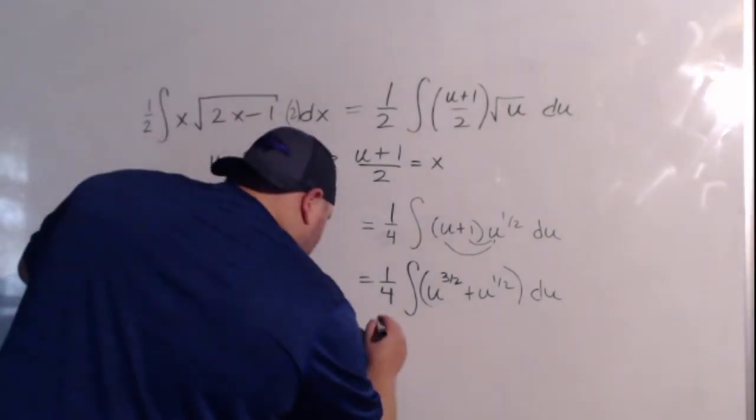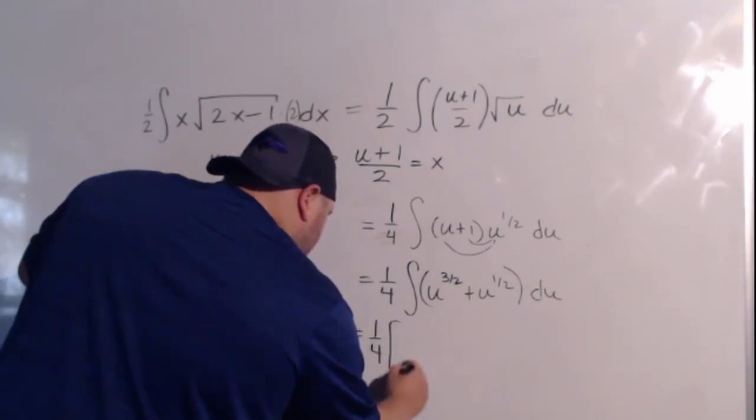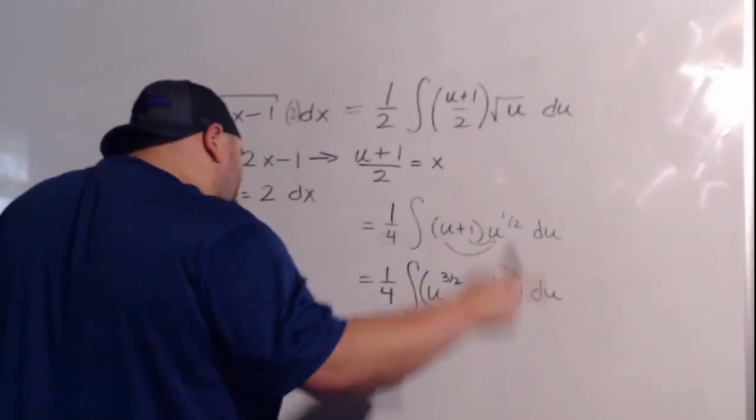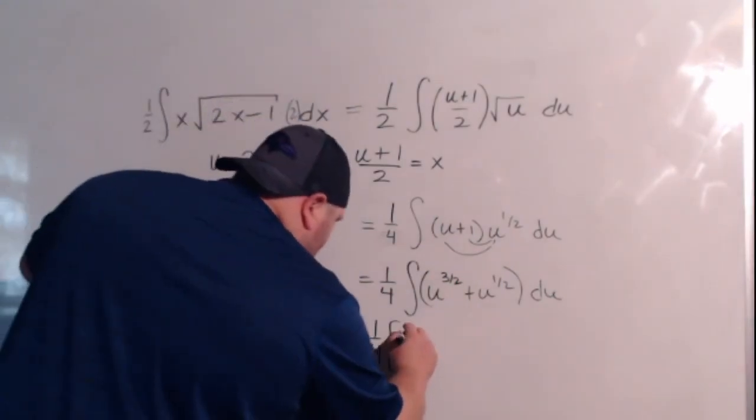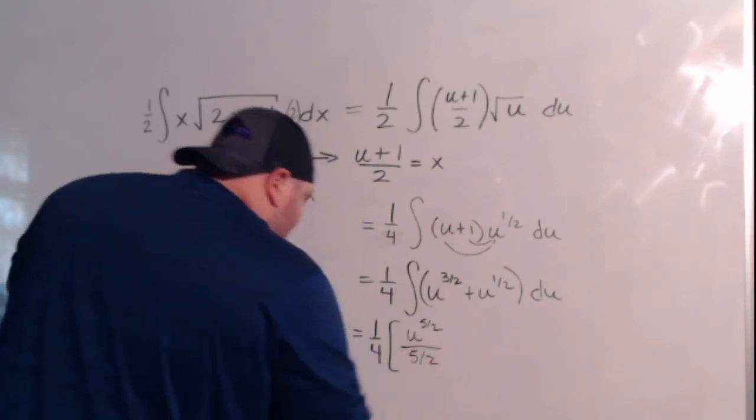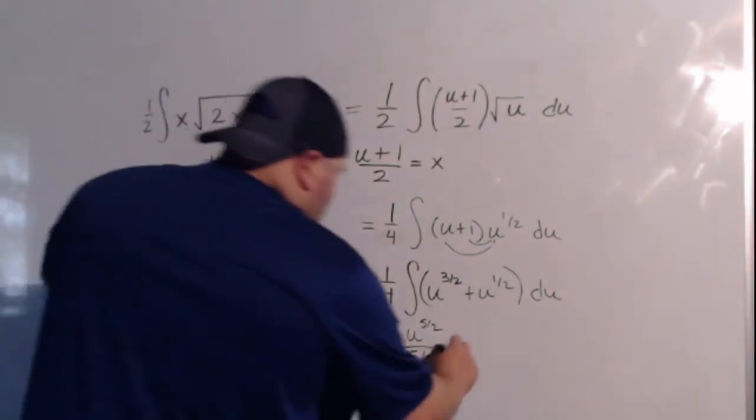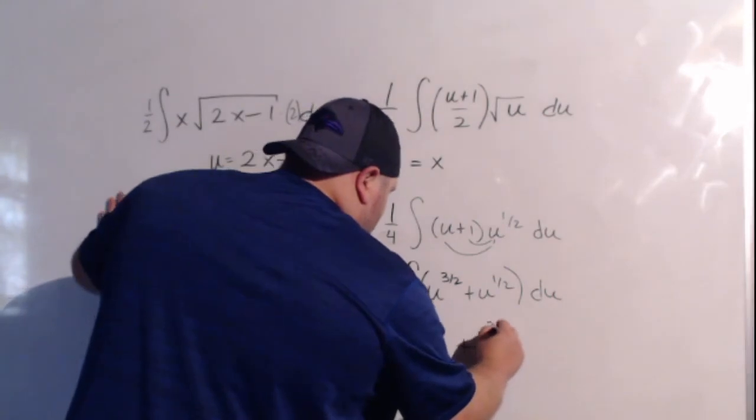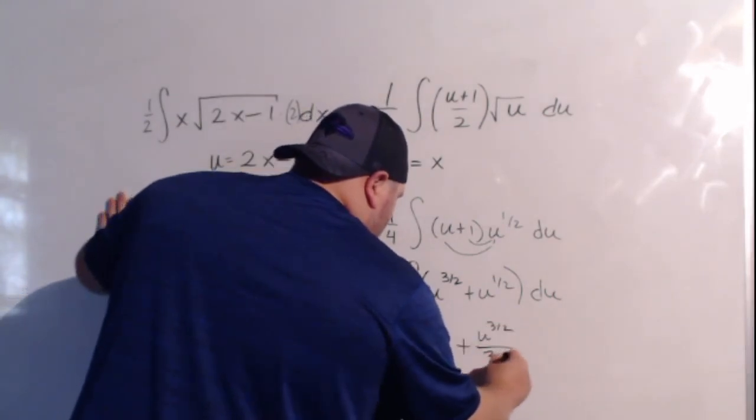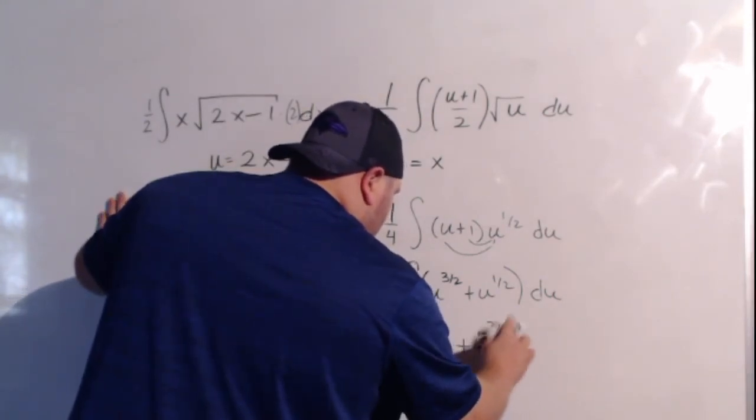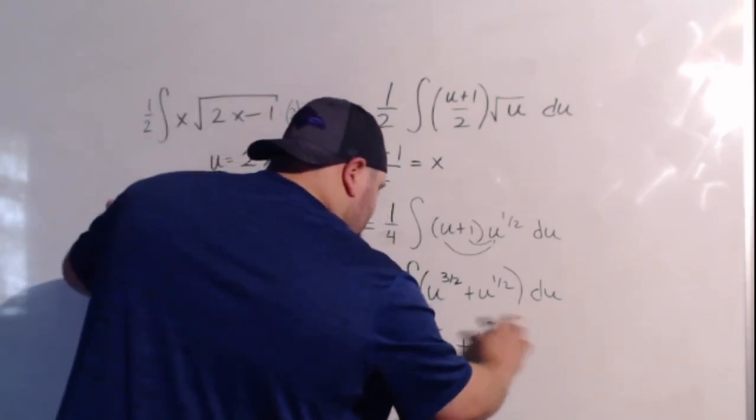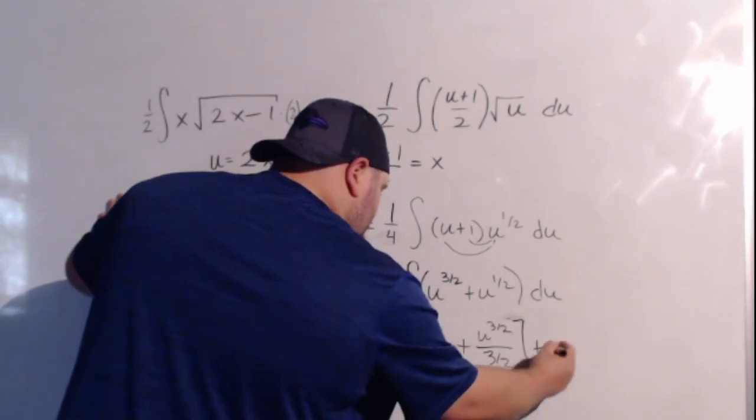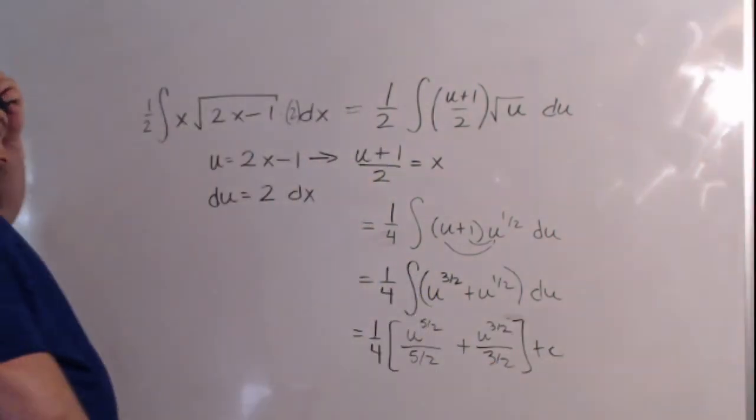So integrating u to the 3/2, I add 1 to the power, so that makes it 5/2, divided by 5/2, and this one would be u to the 3/2 divided by 3/2. And then I need plus c because there are no bounds.